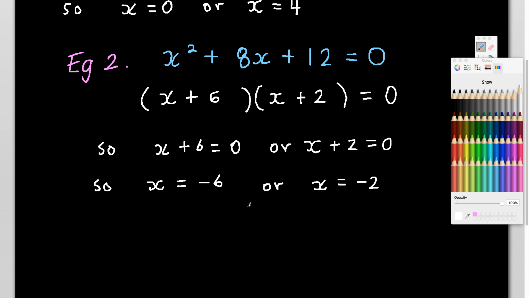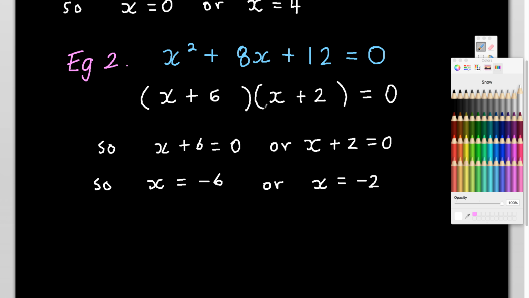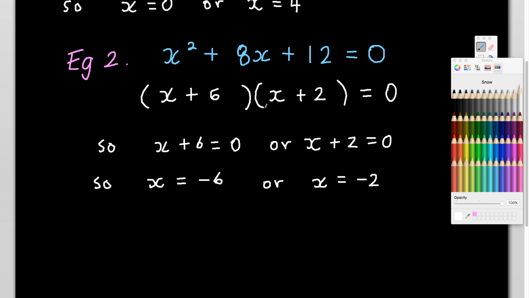Now, of course, we can check this one again. If we put, say, I'll go with the negative 2. If we put the negative 2 back up into this rule here, or that one there, you'll see that that one will equal 0. You should get 0. So if we check that down, negative 2 squared is 4. 8 times negative 2 is negative 16. So that would be 4 minus 16, negative 12, plus 12 is 0. So it does work. And you can do the same with your x is equal to negative 6 if you wish.